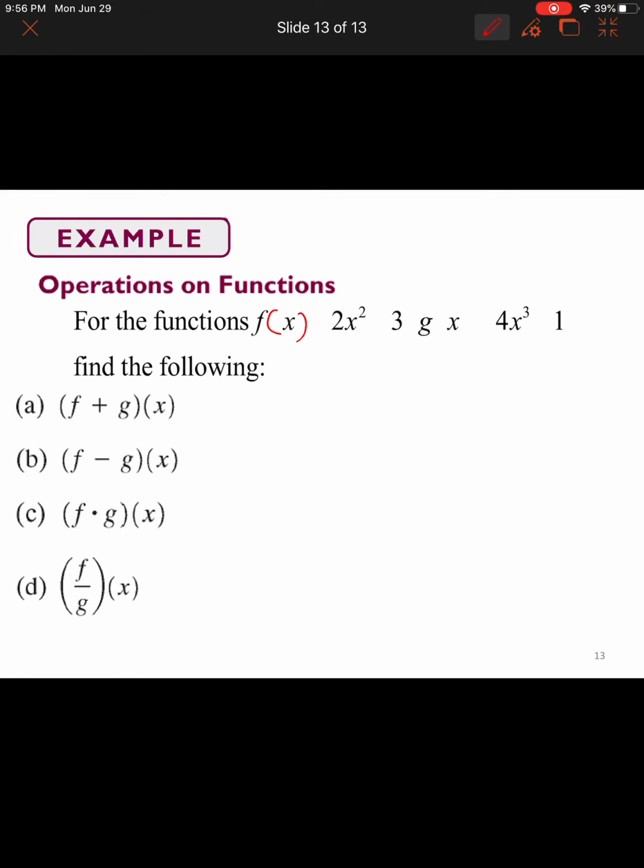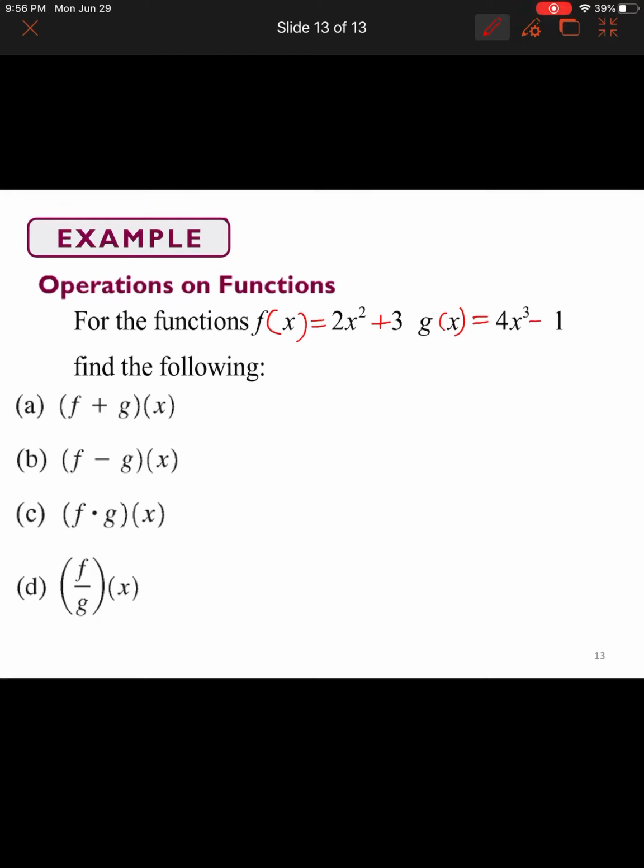Lord, I don't know why this just keeps doing this to me, making my life so difficult. All right. But anyways, this is the last example.